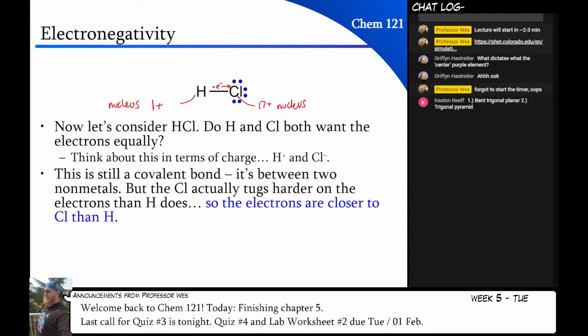And that's what's happening here. Think of the electrons as the kids. Chlorine is watching over them more closely than hydrogen is, because hydrogen had to go fly across the country or something like that, because their job took them far away.